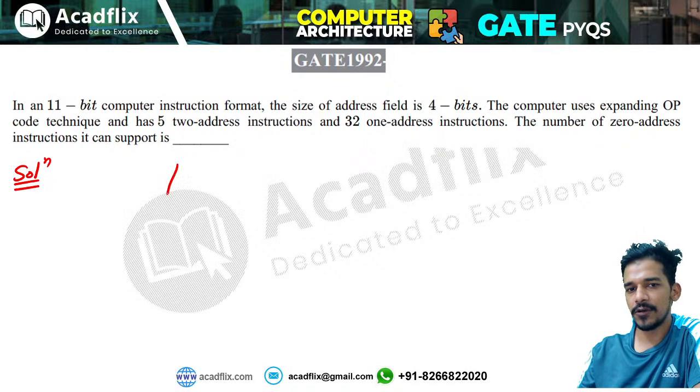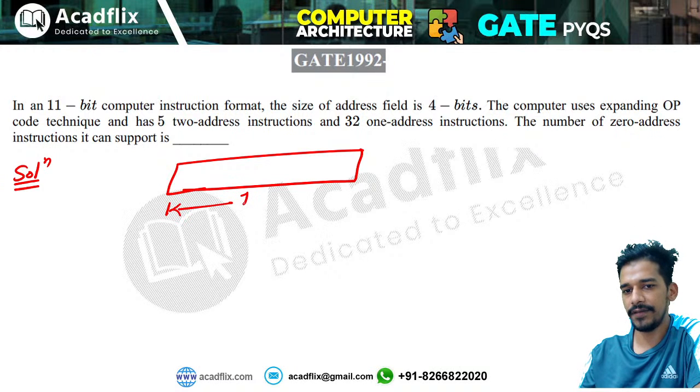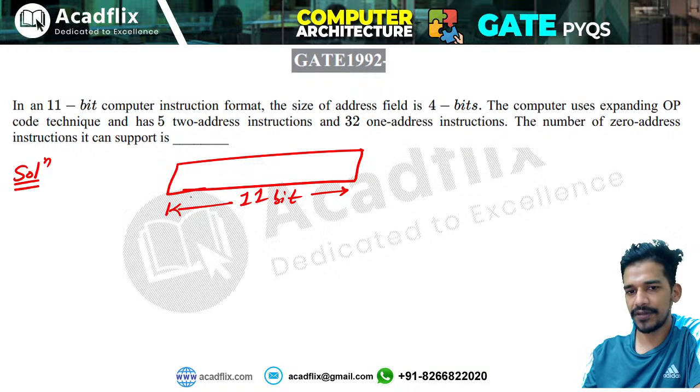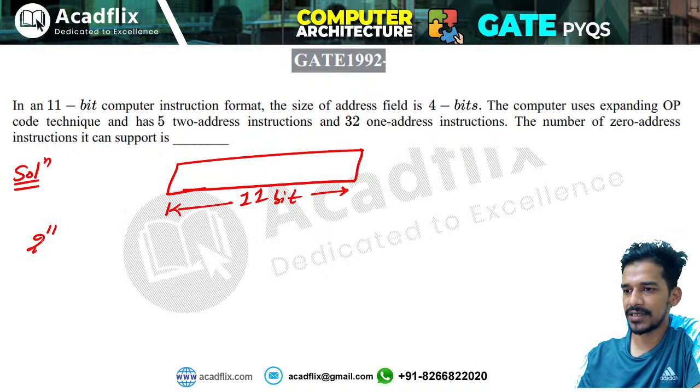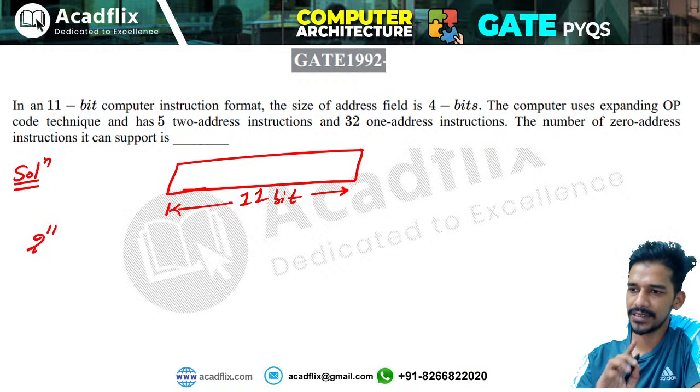Okay, so this question is having an 11-bit instruction. So this means that the total number of instructions possible can be 2 to the power 11. Remember, I am saying total number of instructions. I am not saying total number of operations. Total number of operations and instructions are different things. When we are talking about operations, we are talking about the opcode part only.